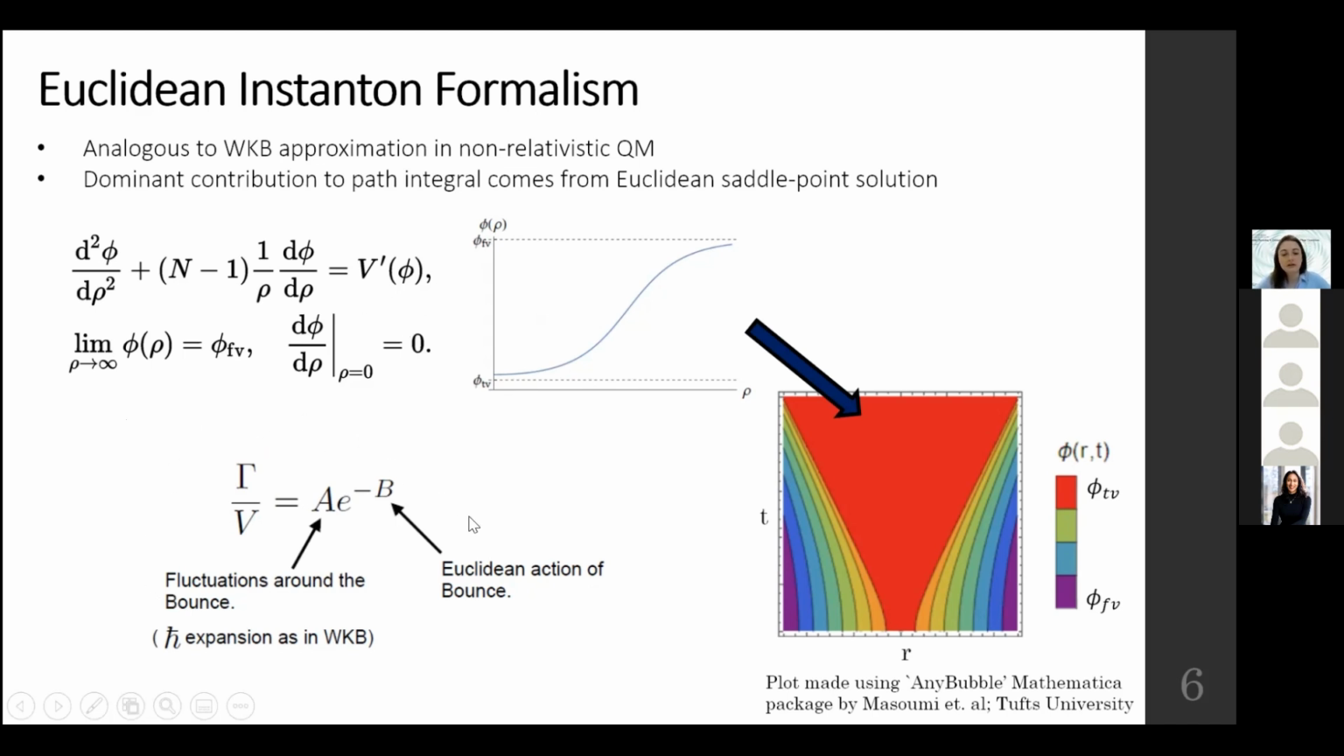The decay rate has this expression here. The dominant term is in this exponential, and it is given by the magnitude of what we call the bounce solution. So this is the classical solution to the equation of motion, and fluctuations enter this derivation as a prefactor. And similar to the WKB approximation, this is a first quantum order approximation to the full result.